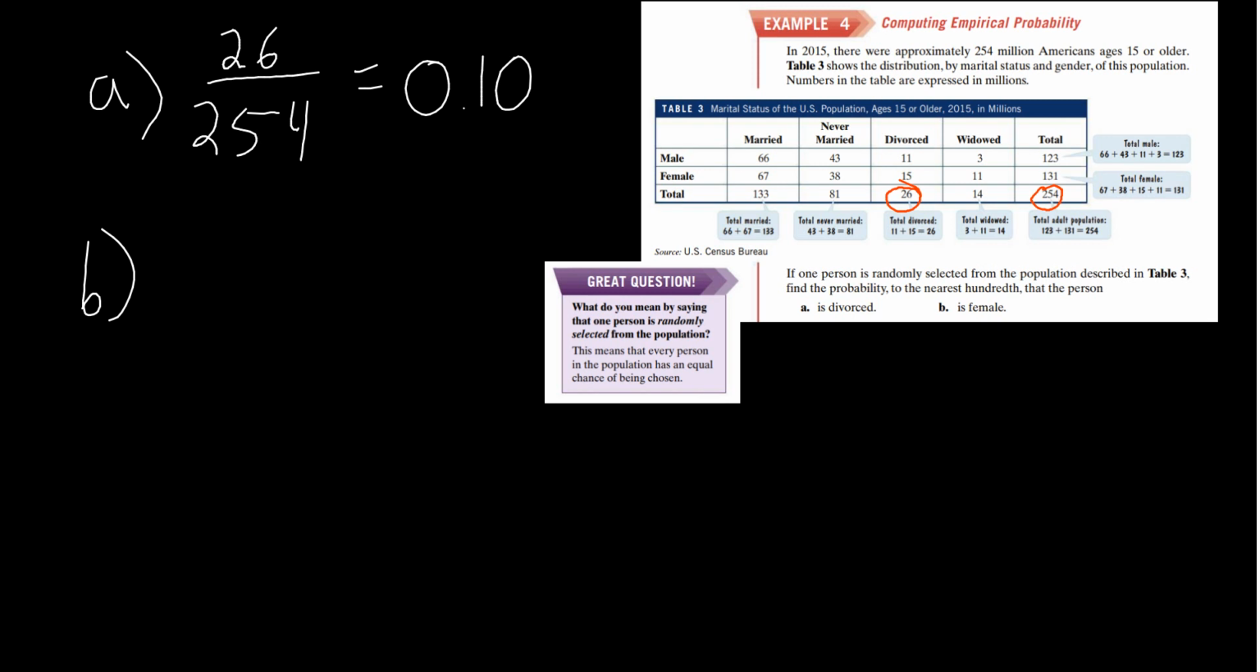Anyways, next up, we're going to look for a person that is female. Again, this chart did a pretty good job adding all these things up for us. Here's the female row. Normally we would add all those up, but lucky for us, the textbook did it for us. So there's 131 million females that are 15 or older. So we would say 131 divided by, and again, the sample space here is 254.